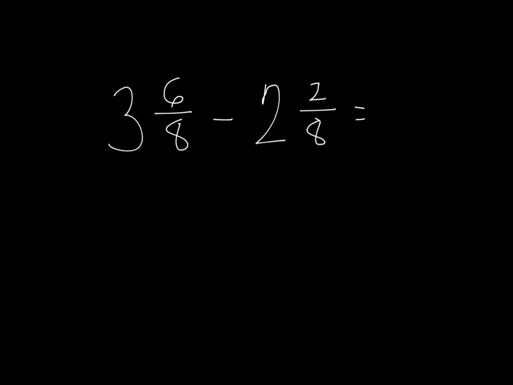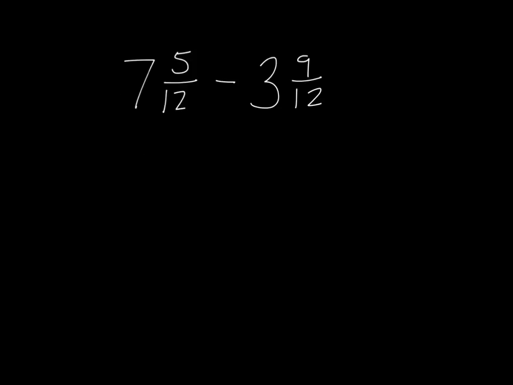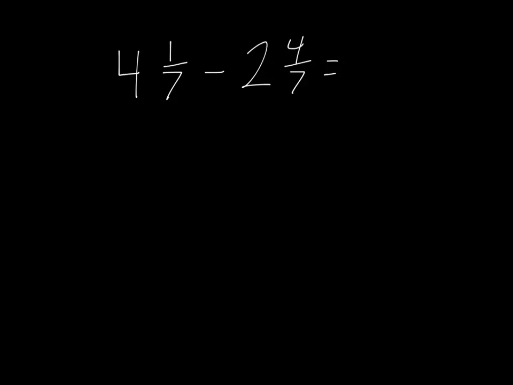The next problem is 3 and 6/8 minus 2 and 2/8. Now we have 7 and 5/12 minus 3 and 9/12. And finally, 4 and 1/7 minus 2 and 4/7. Again, use any strategy that works for you.